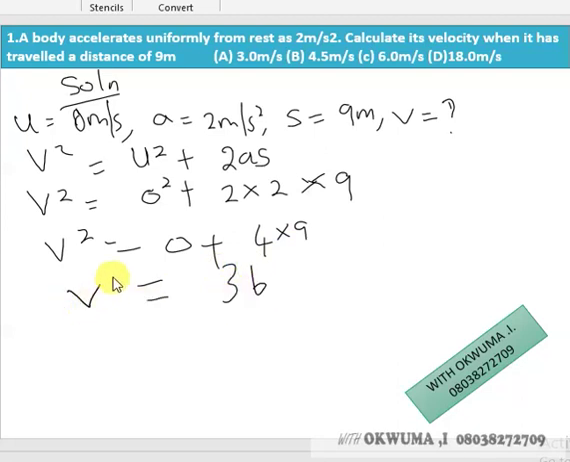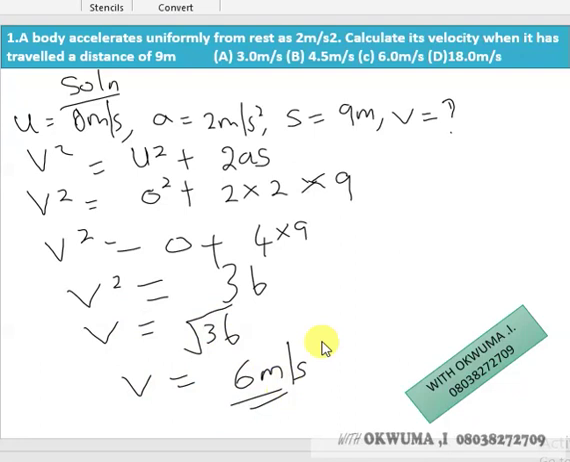And that is our v squared. So what is our v? Our v is the square root of 36, so that gives us 6 meters per second. And that is option C. So the answer to question number 1 is C. We move over to the next question.